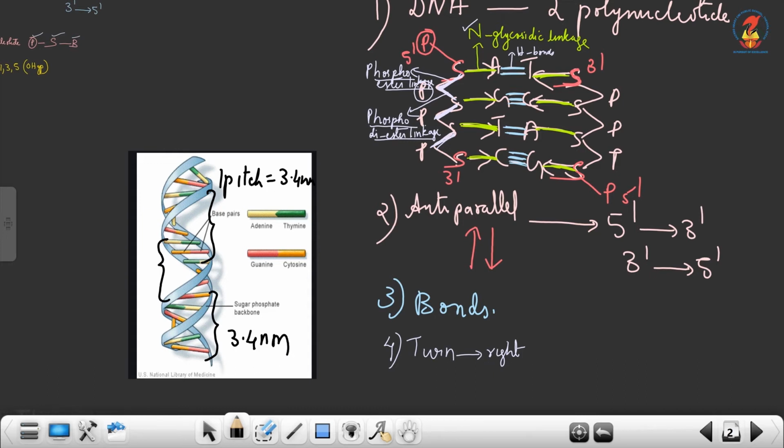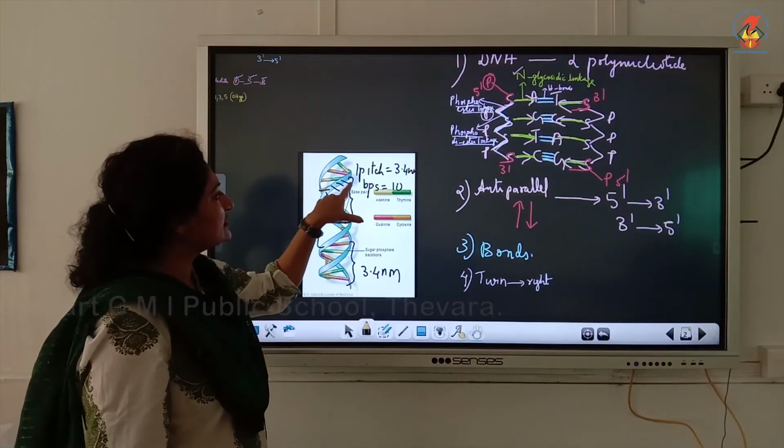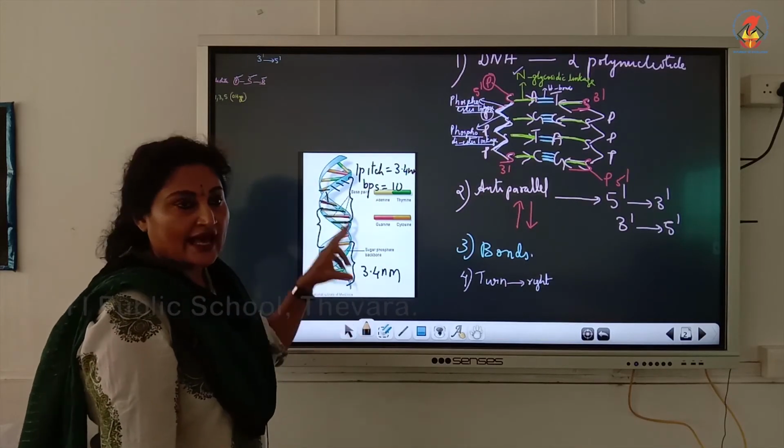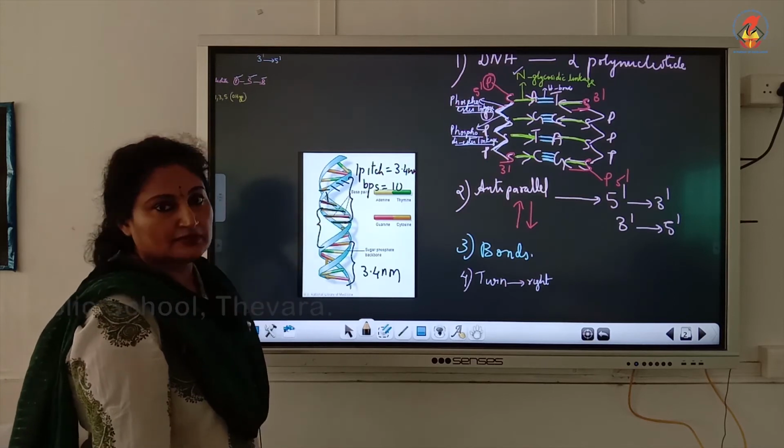And that one turn comprises how many base pairs? 1, 2, 3, 4, 5, 6, 7, 8, 9, 10. There are 10 base pairs. So, the number of base pairs, which are represented as BPs, is 10. So, once again, our fourth point deals with the turn or the pitch of the DNA. The DNA is coiled towards the right, and the length of each turn is 3.4 nanometers, and each turn comprises roughly 10 base pairs.